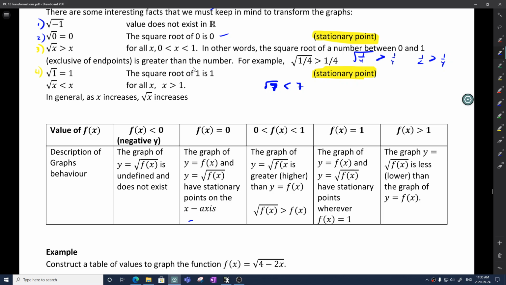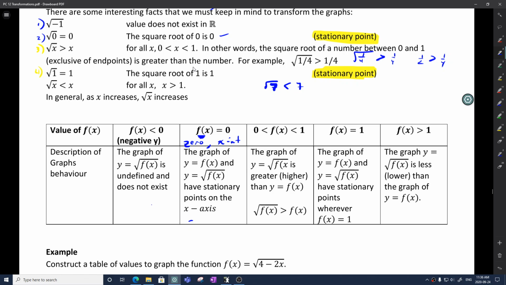If f(x) is less than 0, that is, if my y is negative on a graph, and I take the square root of that graph, the function is undefined and doesn't exist. If f(x), the parent function, now I'm really talking about x-intercepts or zeros. If f(x) is equal to 0, the graph of f(x) and the square root of f(x) has stationary points on the x-axis. So these are better known as zeros or x-intercepts.